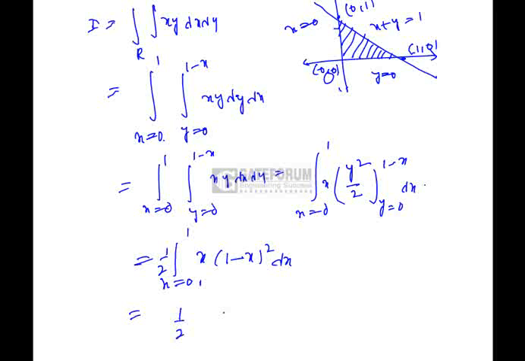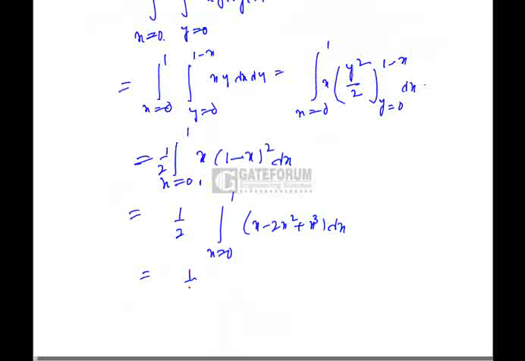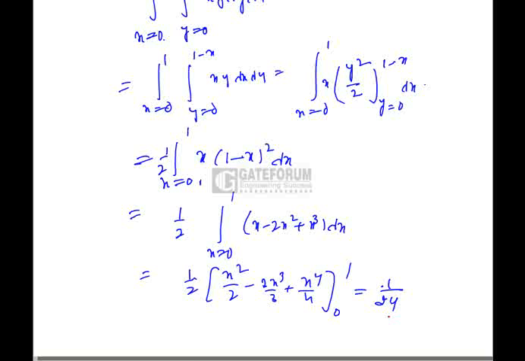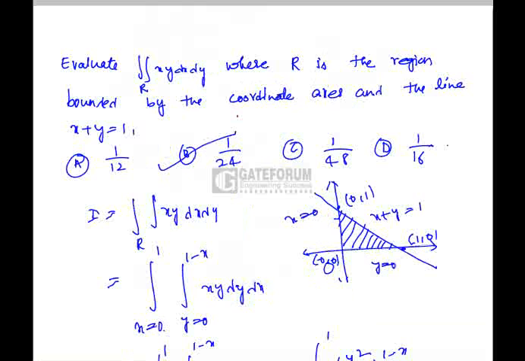be written as half into the integral x equals 0 to 1 of x minus 2x square plus x cube. If I expand this and simplify, then the integration is nothing but half into x square by 2 minus 2x cube by 3 plus x power 4 by 4 between the limits 0 and 1. If I substitute the limits, the value will be 1 by 24, which is option B.